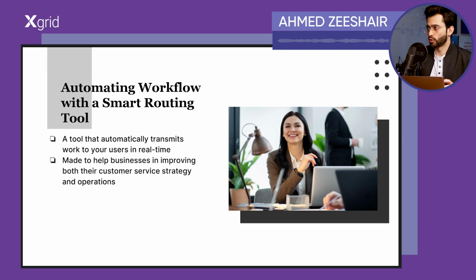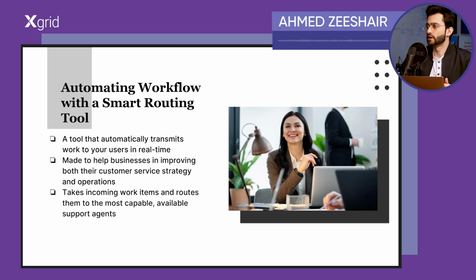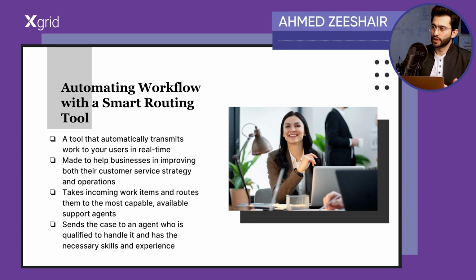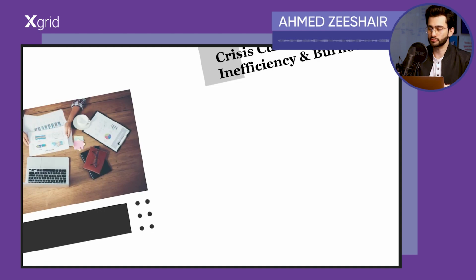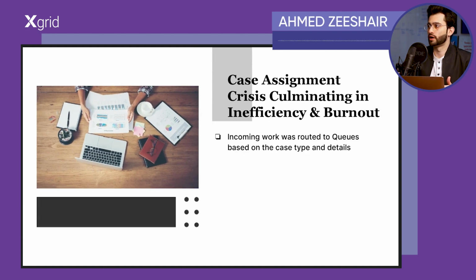So when the request for a call, message, email, or chat comes in, using routing criteria, omnichannel takes incoming work items and routes them to the most capable available support agents. It sends the case or leads to an agent who is qualified to handle it and has the necessary skills and experience. It appears straightforward enough, but it's a strong tool that can rebuild out-of-date and ineffective systems.